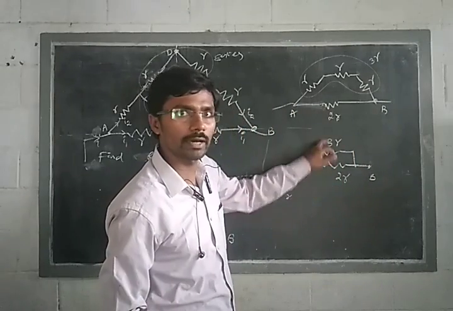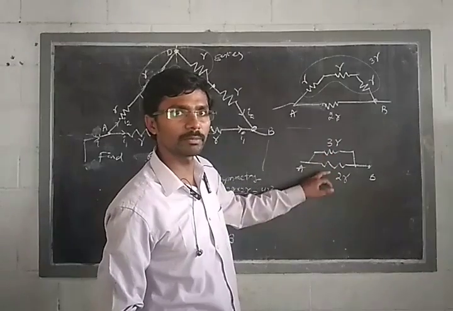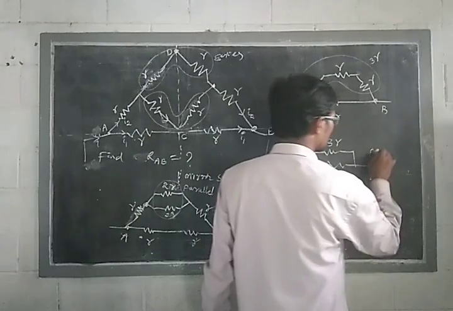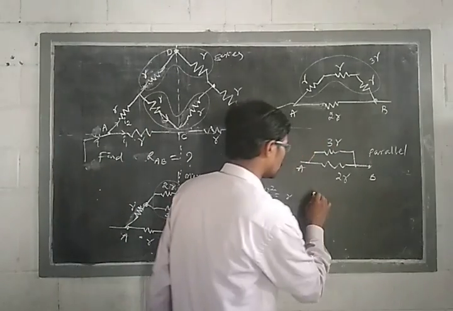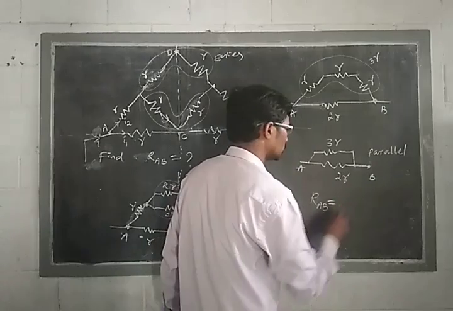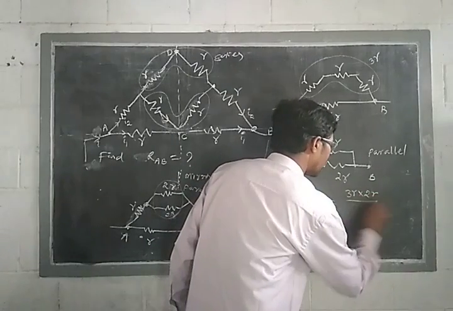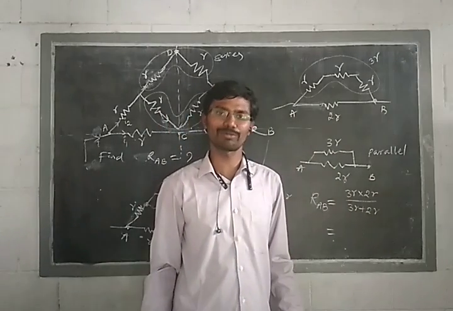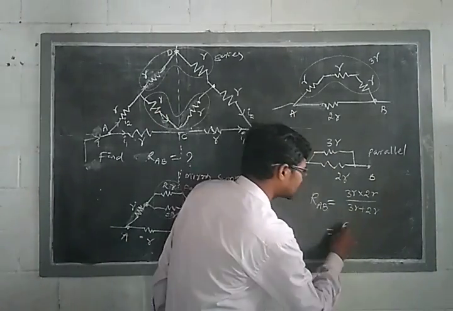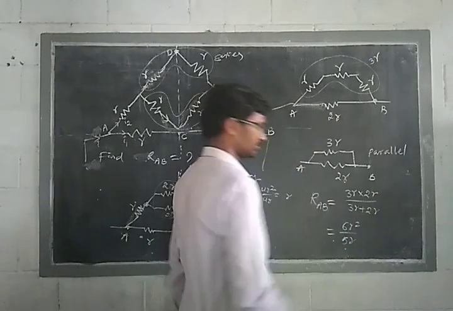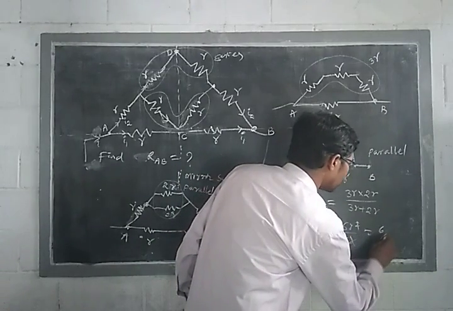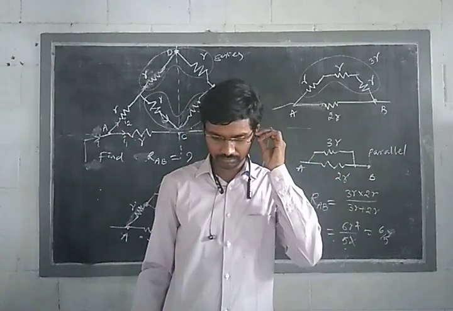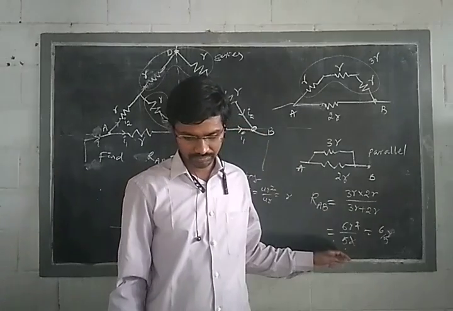Again, these two are in which combination? Parallel combination. Now, equivalent resistance between AB is equal to 3R into 2R by 3R plus 2R. Is it okay? R1 R2 by R1 plus R2. Now, see that 6R square by 5R is equal to 6 by 5 R is the resulting resistance. Are you all clear, students? Are you all clear?